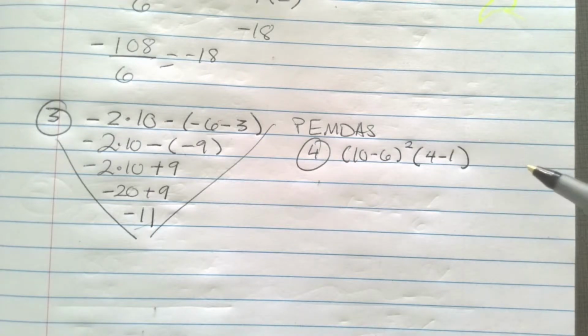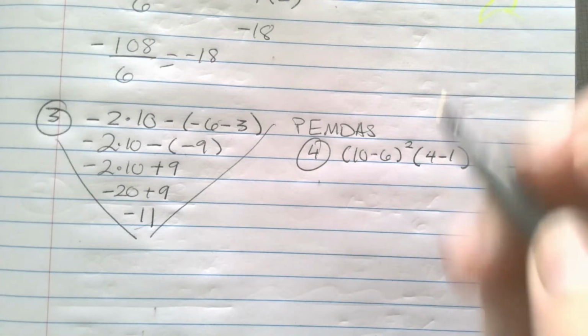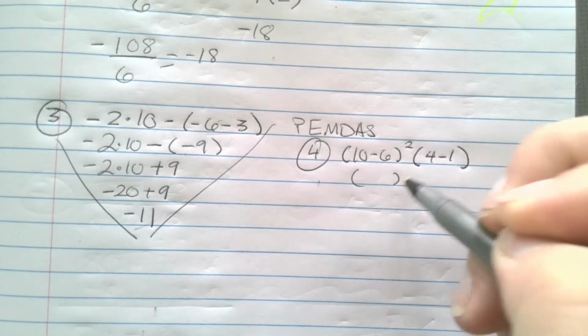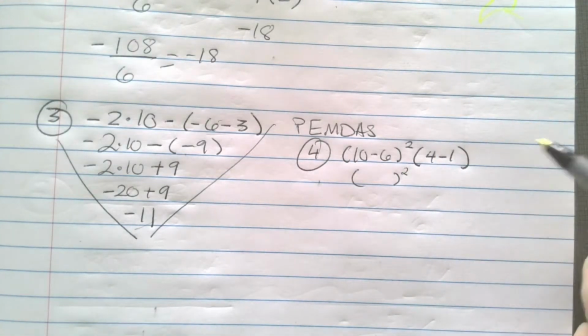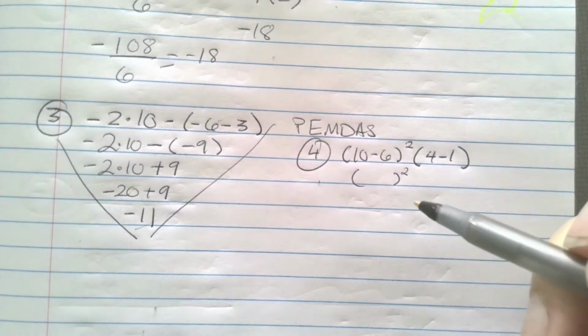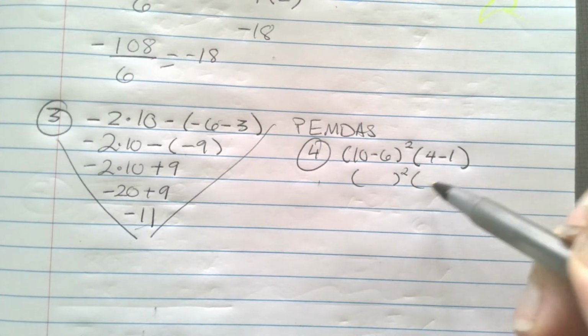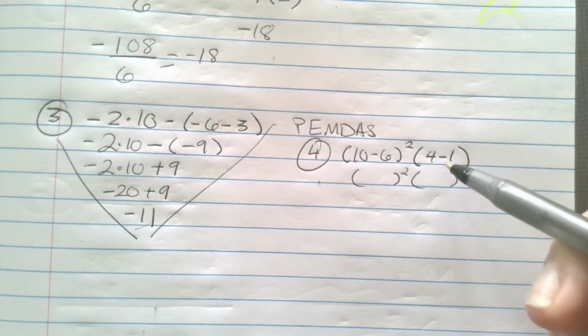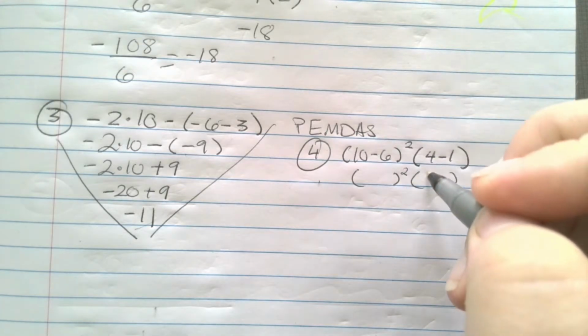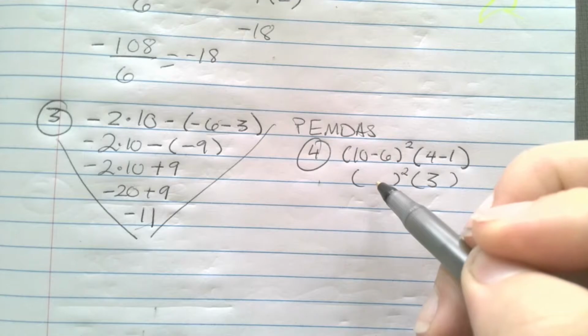So let's go simple, okay? Isaiah, 10 take away 6. We're just doing one set of parentheses at a time. Then Andreas, 4 take away 1. When you're ready, Isaiah.